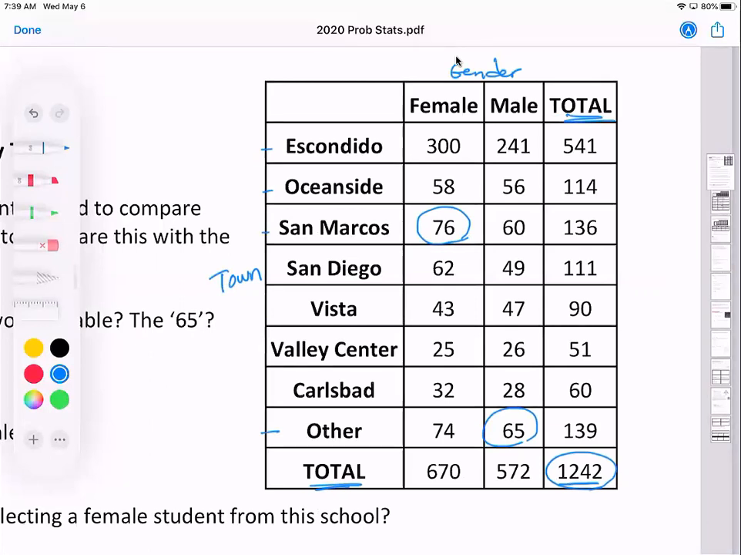So what does the 76 represent? Well, the 76 represents that there are 76 students who are female who live in San Marcos. And what does the 65 represent? Well, that represents there are 65 males who live in other areas not listed, like Murrieta or Fallbrook or other places.